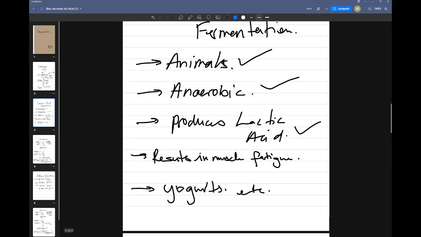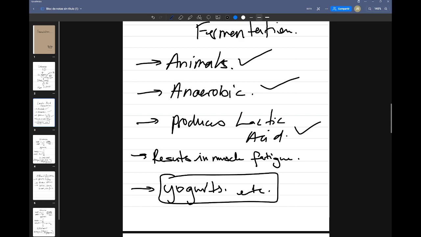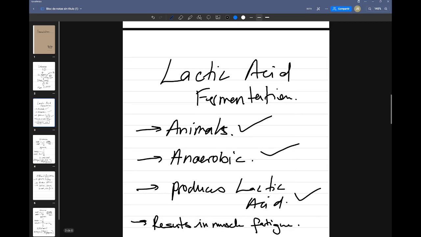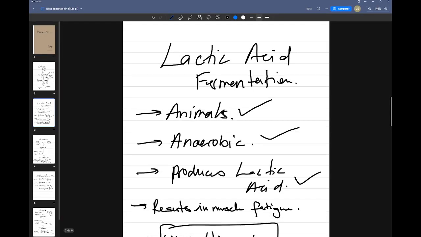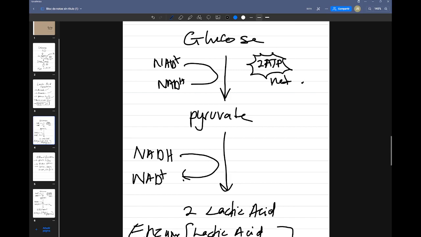And lactic acid is what we find in stuff like spoiled milk. And it often can be used to create stuff like yogurts, right? But I think it would be inhumane to use lactic acid created in humans. So yeah, we're gonna have that there. So let's look at the process.